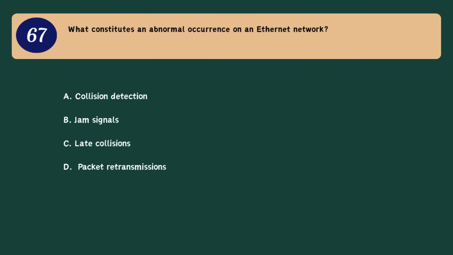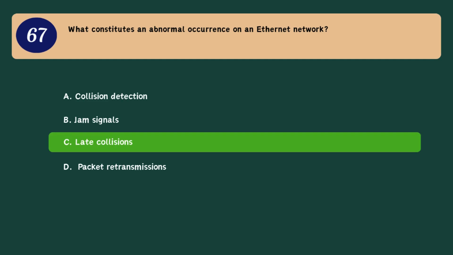Question 67. What constitutes an abnormal occurrence on an Ethernet network? A. Collision detection. B. Jam signals. C. Late collisions. D. Packet retransmissions. Correct answer. C. Late collisions.